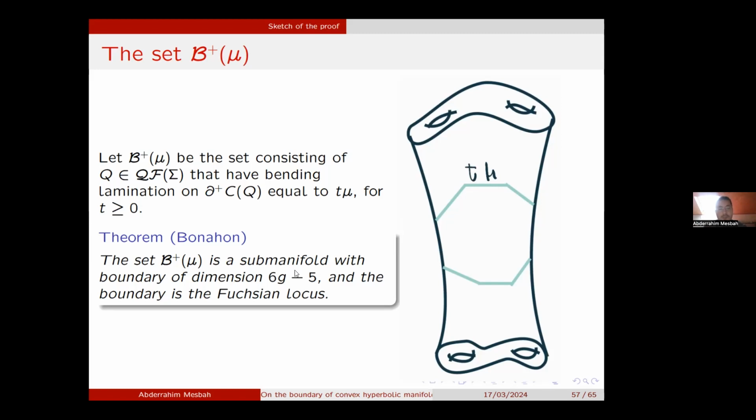So it makes sense to have the dimension be Teichmüller plus 1, and also the boundary of this, b plus mu, is the Fuchsian locus, which also makes sense because when t is equal to 0, we don't have bending, and when we don't have bending, we are in the Fuchsian case that we have seen in the first part. We will have just one totally geodesic surface.